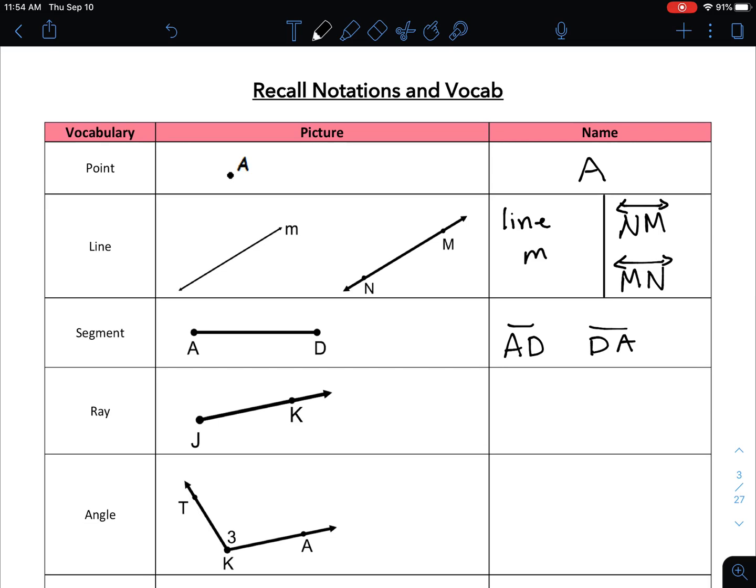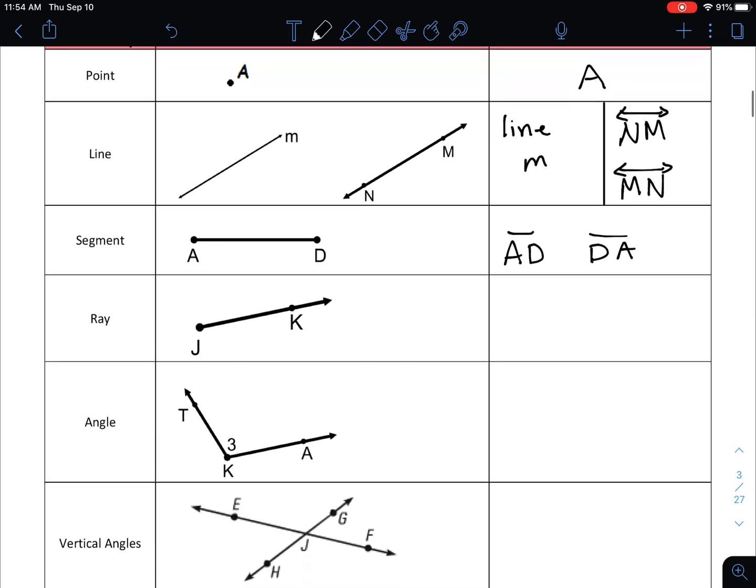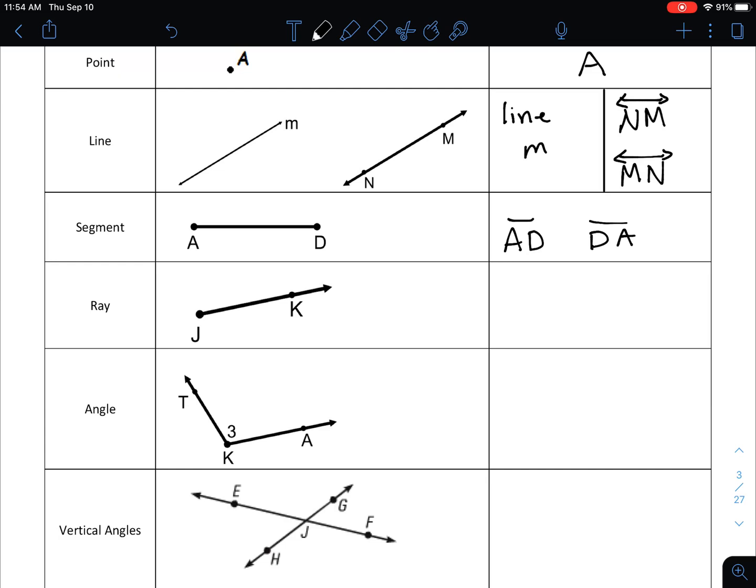Our next vocab term is a ray. For a ray, it is important the order that you write these in. You have to start your name with whichever end has the point, and then the name ends in the direction that the arrow is pointing. In other words, this would be called ray JK. It would not be called ray KJ. That would not be a way to name this ray. So rays, you do have to be careful the order that you write those in.